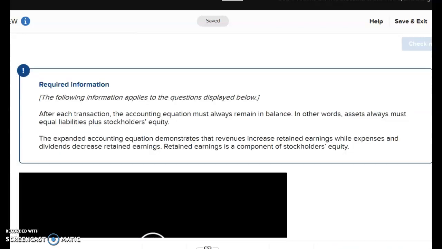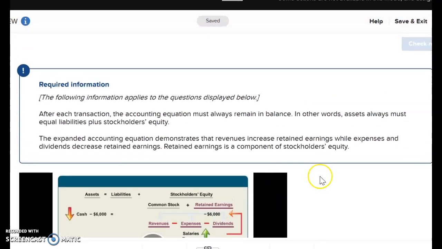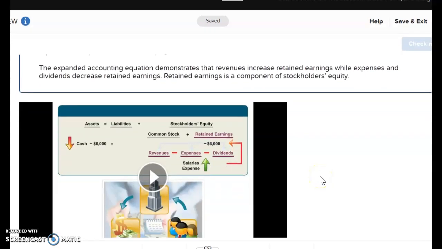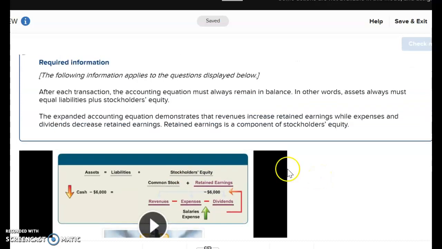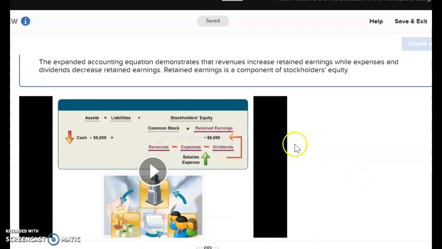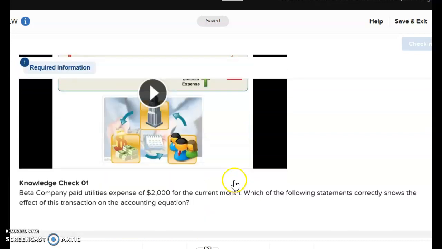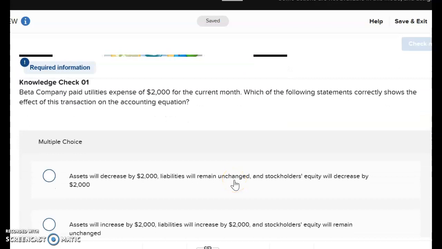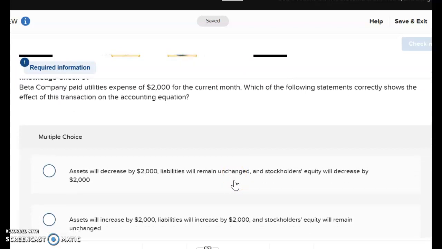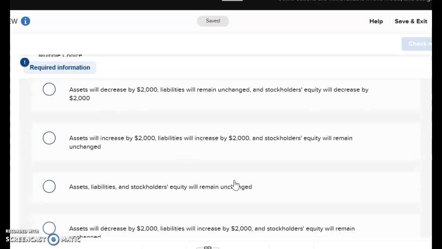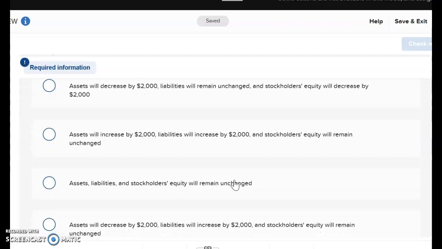Now number 14. So it's going to show the statement of the accounting equation, and then how that breaks out into the more expanded accounting equation. The question is, Beta Company paid utilities expense of $2,000 for the current month. Which of the following statements correctly shows the effect of this transaction on the accounting equation? And here are your 4 choices.